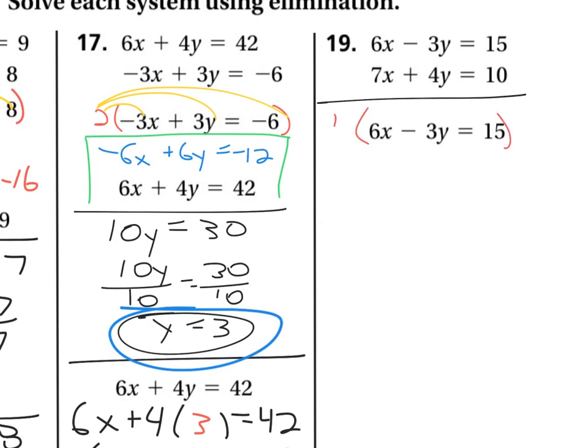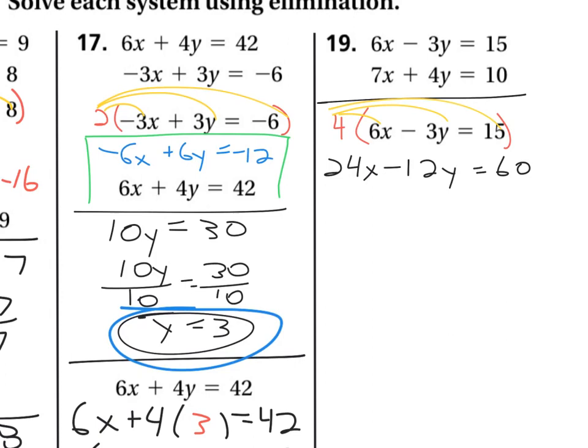So what do we need to then multiply this by? We need to multiply this by 4 to get a -12 there. Okay? And let's see what we get when we do that. First, let's multiply it through. So we get, remember, I shouldn't have to say this every time, but I will for now. That goes to everything. Every different term is going to get multiplied by that 4. So what do we get? 4 times 6x, 24x. 4 times -3y, -12y. And equals 4 times 15, which is 60.